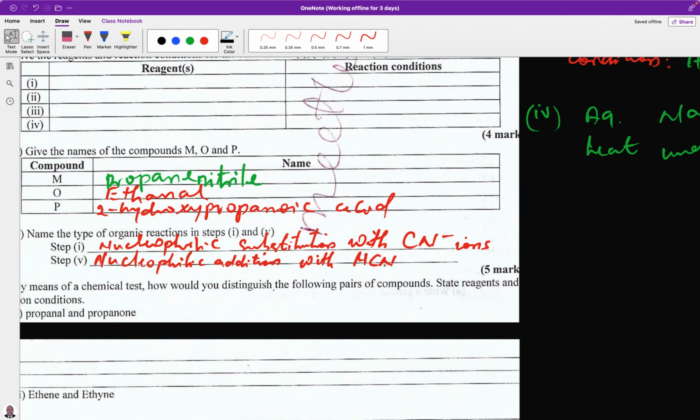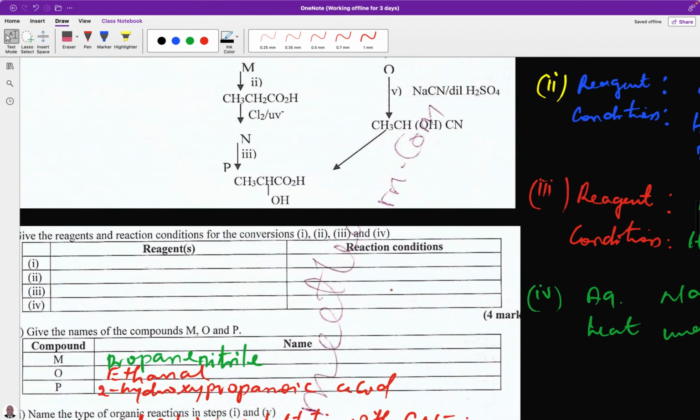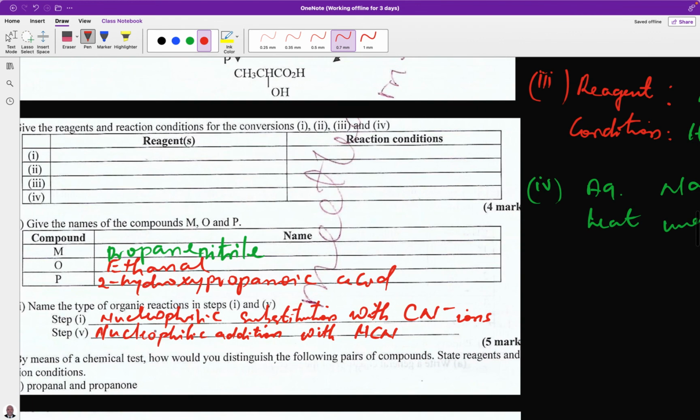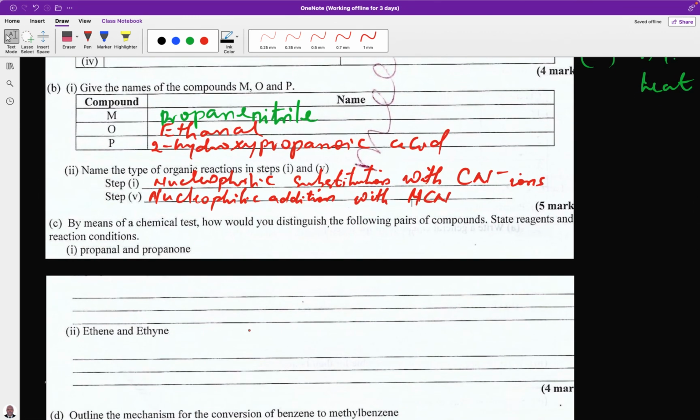Remember, hydrogen cyanide is produced when sodium cyanide and dilute sulfuric acid react. A proton from sulfuric acid will add to the cyanide to form hydrogen cyanide. We cannot use sodium cyanide directly because it is toxic. So we call it nucleophilic addition with hydrogen cyanide. In solution, the hydrogen cyanide will dissociate to give only the cyanide that will add. So that is the type of reaction: nucleophilic substitution for 1, and for 5, it is nucleophilic addition.